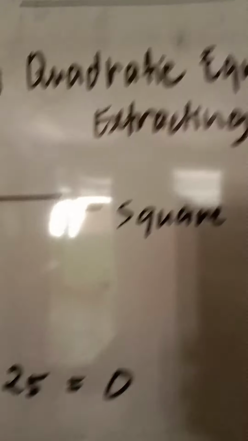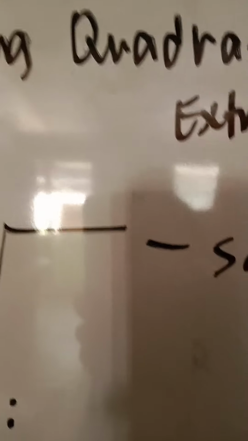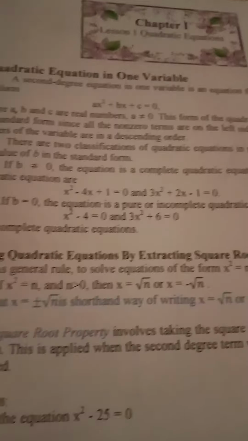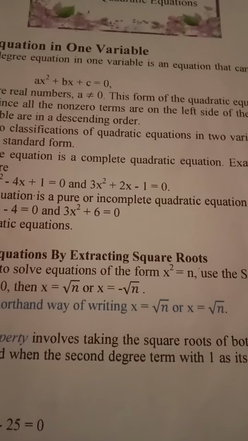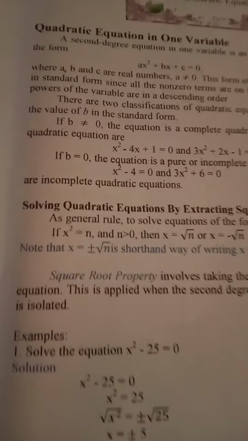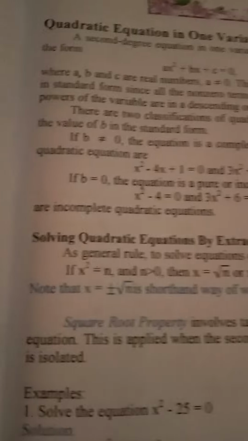So this is our symbol for square roots. Note that x is equal to positive and negative square root of n is a shorthand way of writing x is equal to square root of n, or x is equal to negative square root of n. So the square root property involves taking the square roots of both sides of a quadratic equation.